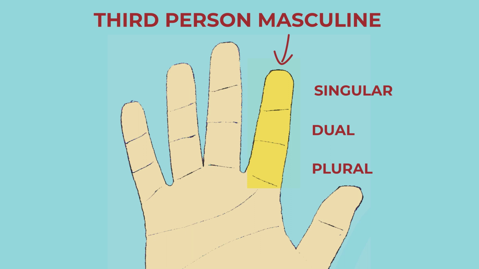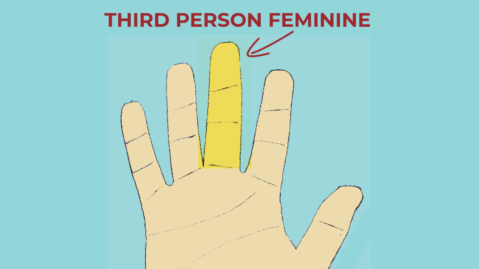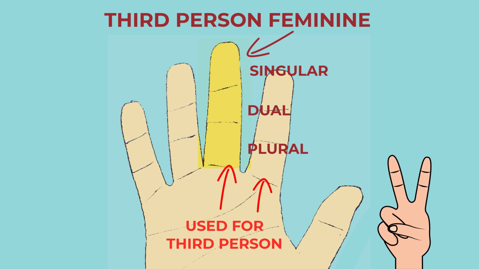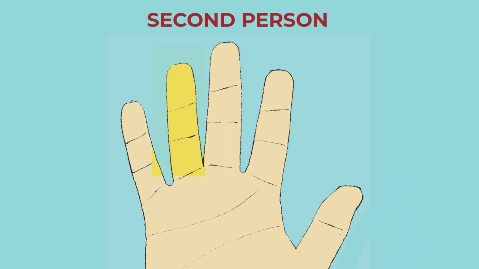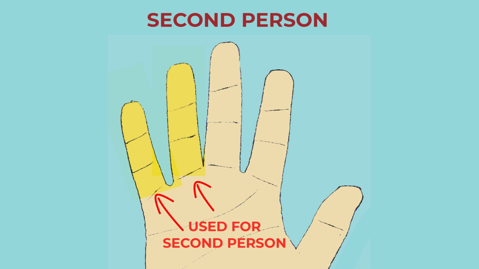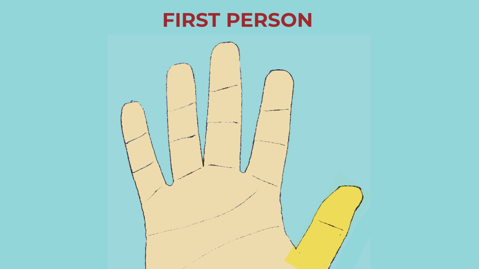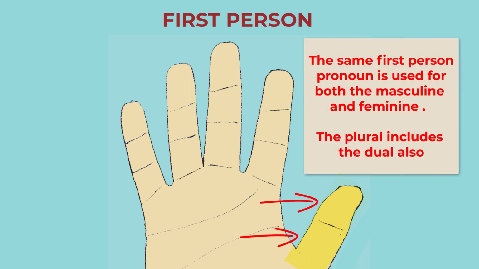Okay. Second finger, let's make it feminine. So again, singular, dual, plural. These two fingers are for third person. And the next two fingers are for the second person, same thing, masculine and feminine. And this thumb, brothers and sisters, is for first person. But then there are only two sections, so in the thumb we have only singular and plural. Okay, fine.